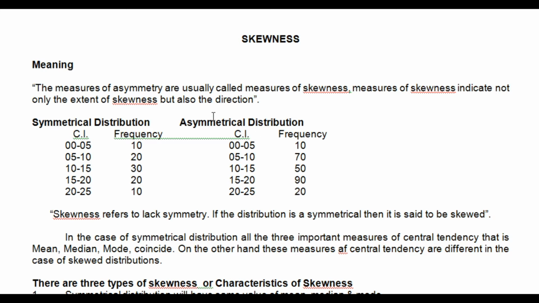So this kind of distribution is asymmetrical. The study of the asymmetrical is known as skewness or skewed. The measures of asymmetry are usually called measures of skewness. Measures of skewness indicate not only the extent of skewness but also the direction. So this is the concept of your skewness.